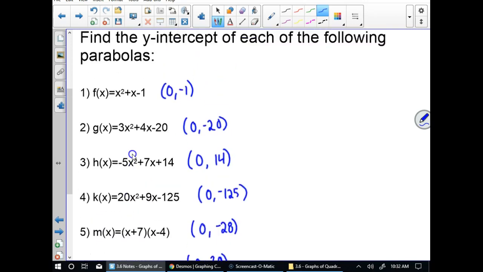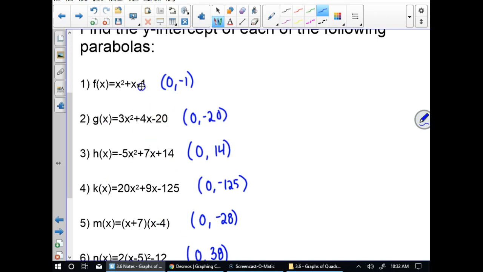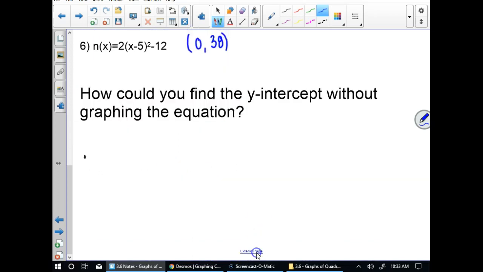So we're looking for ways we can know this without having to graph it, because there will be some that I give you where you don't have to graph. What can you tell me, how can you figure this out? Katie? Very good. So if you have the form y equals ax squared plus bx plus c, like we use for quadratic formula, the y-intercept is at 0, c, whatever that last number is.